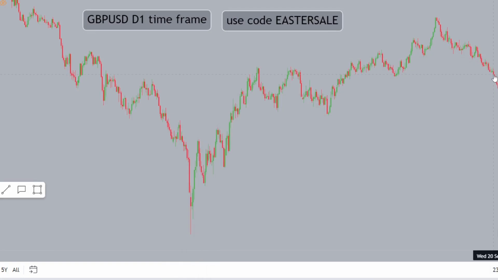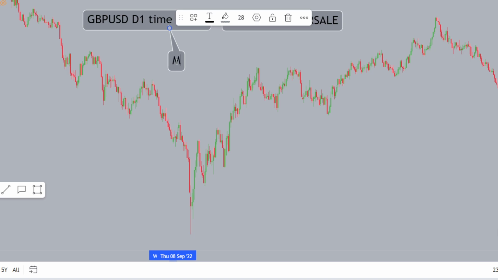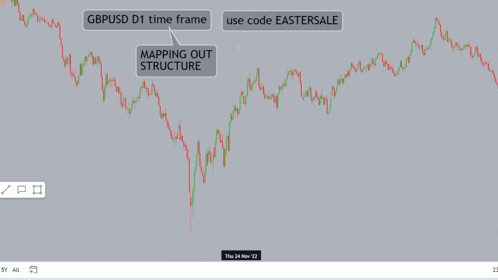Here we have the GBPUSD or GU daily chart in front of us, and I'm going to be going over an SMC hack. So we've had some ICT hacks recently. We're going to be going over this simple SMC hack, which is actually what I call mapping out structure, right? What are the kind of things I look for when it comes to mapping out structure? And you're going to see how I map out structure in real time.